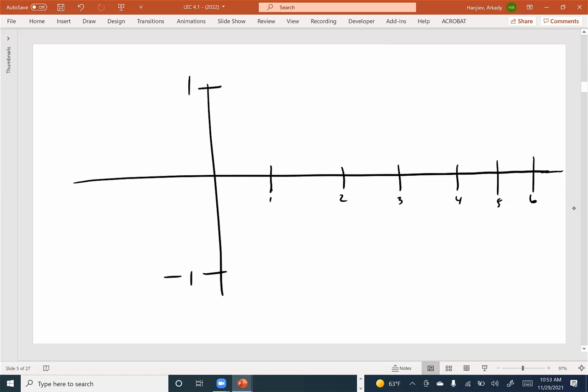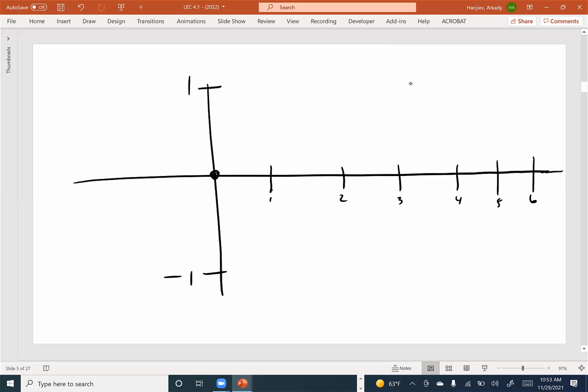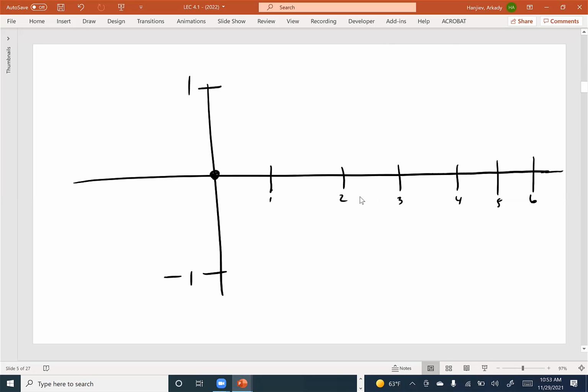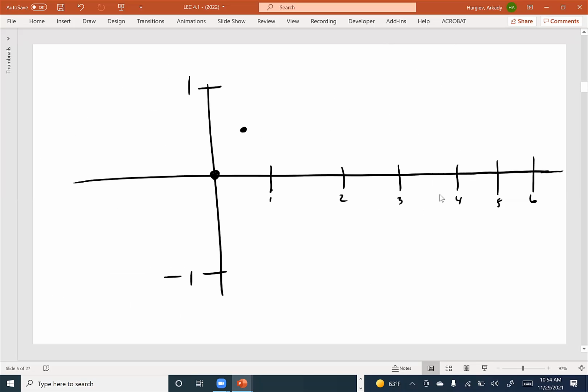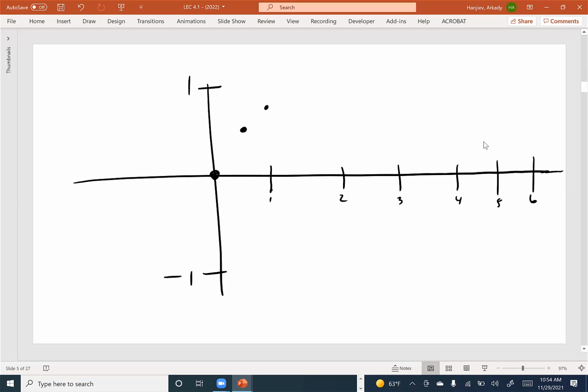Okay, so now let's just plot these guys here up to here. 0, 0 is plotted. There it is. 0.5, 0.5 is plotted. So half here and half there. That's where I'm at right there. 0.87. Okay, yeah, perfect. 0.8 and 0.7. So 0.8 goes up to 0.7. And 1.1, 0.87. Cool, okay. So a little past 1, 0.87, that's a little even higher.